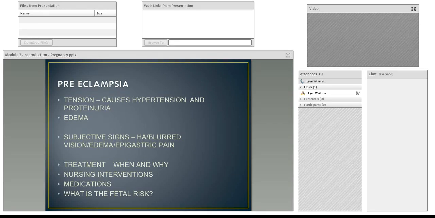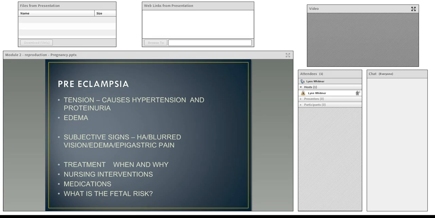Treatment, again, bring her into the hospital, put her on her left side. Left is best. It improves the perfusion to the placenta. Remember, if she's hypertensive, we've decreased the perfusion to the placenta, which means that the baby is not getting the proper nutrients and oxygen right now.